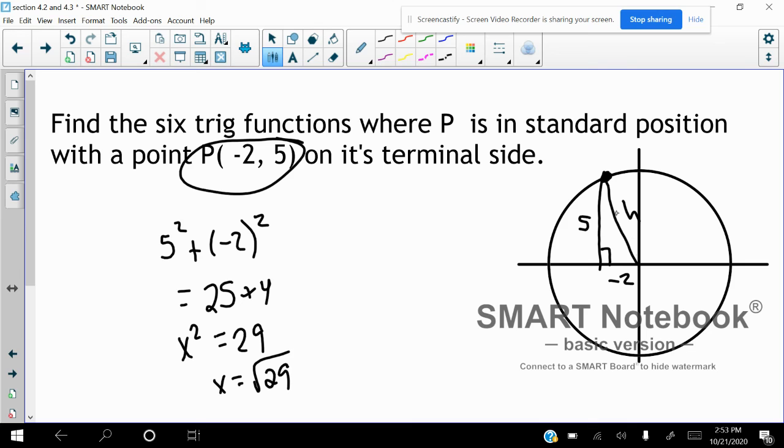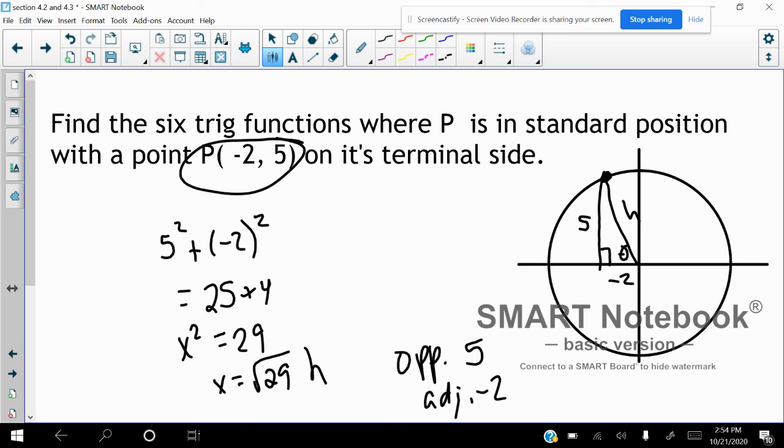By the way, the radius is always positive. The length from the center to the edge of a circle is distance, and distance is always positive. So your hypotenuse will always be a positive value. This is my hypotenuse. My opposite, the angle always being drawn from there, is 5, and my adjacent is -2.